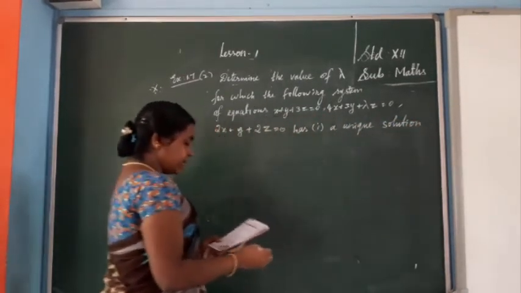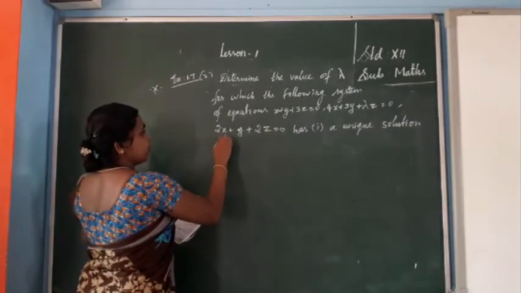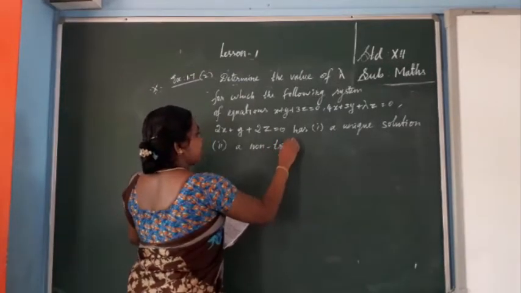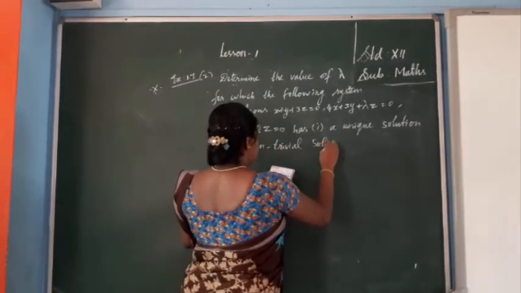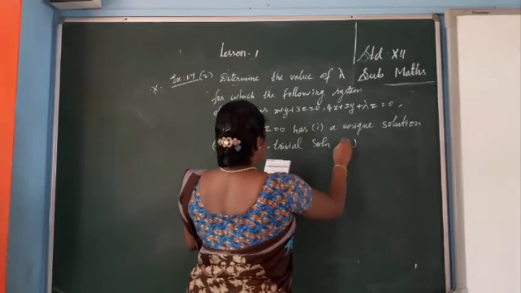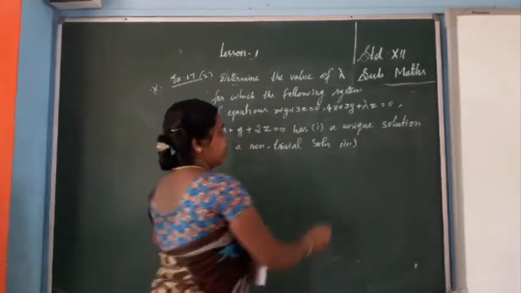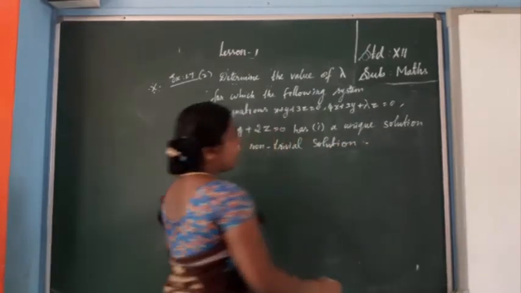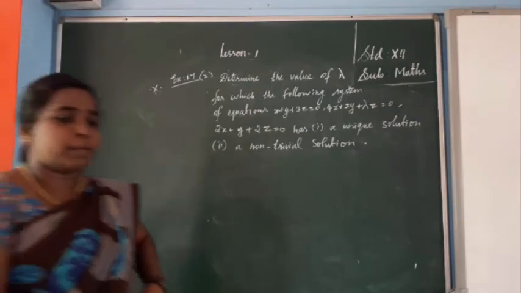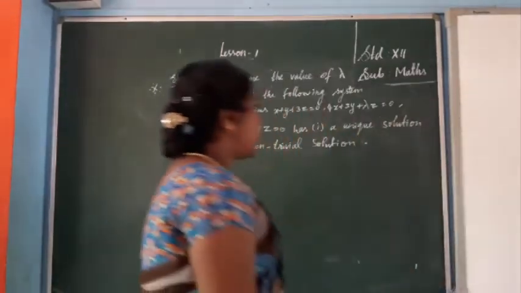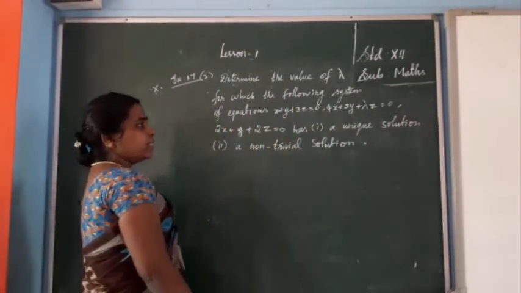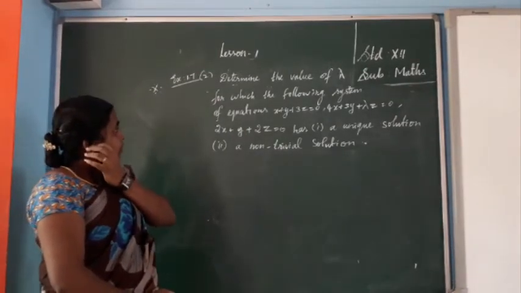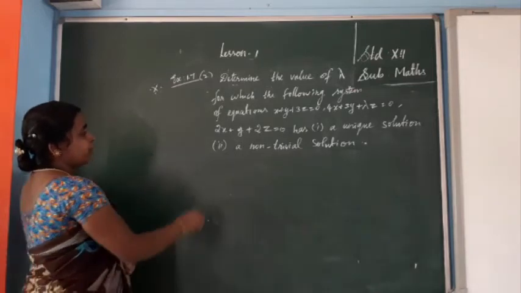Second, a non-trivial solution. Here there are only two possible solutions, because this is a homogeneous equation. So unique and non-trivial solution; inconsistent is not possible. Now, we have already learned about this concept, so we can do it quickly.